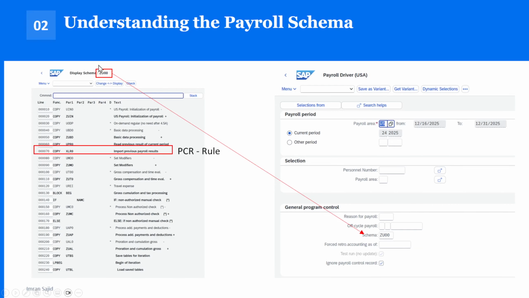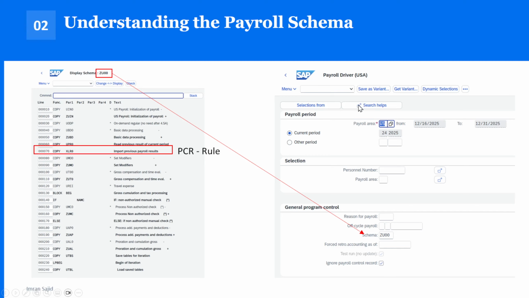So the biggest thing about the schema is when you are running payroll, this is something that is always entered. So on the right side here, I have my payroll driver program. Every single country in SAP has what's called a payroll driver. This is the program that we run to create payroll results for employees.